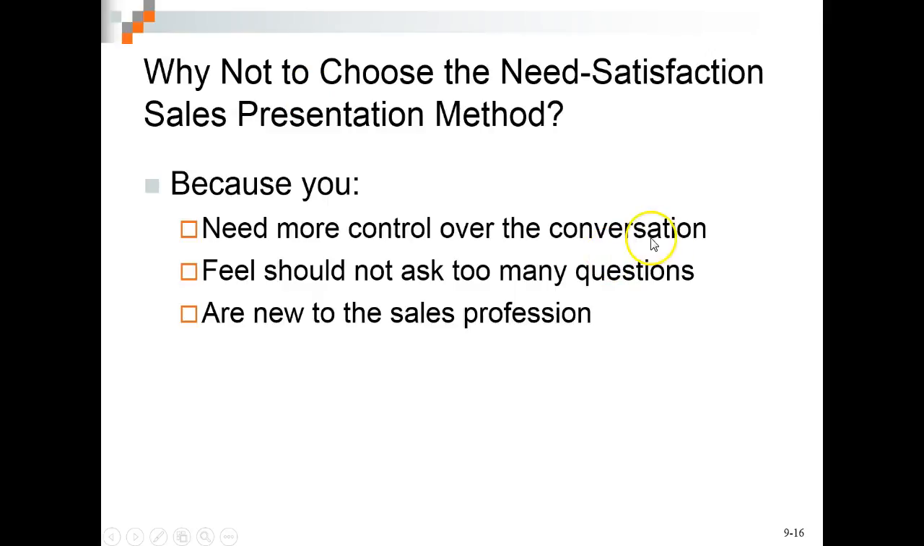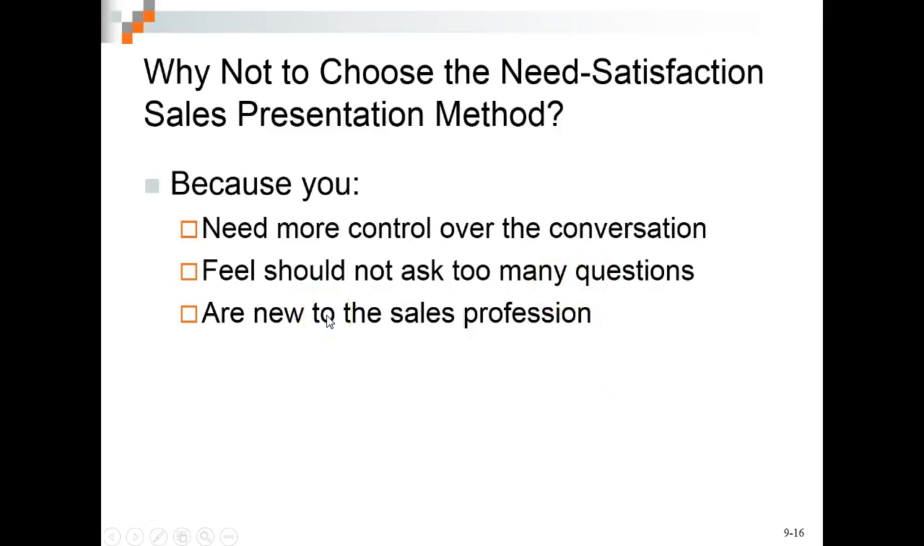Now, why would you not? If you need more control over the conversation. Now, the really good salespeople can use a need or a problem-solving presentation with almost anybody, but there are some customers that you cannot give that much leeway, or else they'll just talk about other things forever. They won't stay on topic. Sometimes the audience, the people you're selling to, don't want you to ask questions. They want to just hear your presentation, in which case you're going to give that to them.